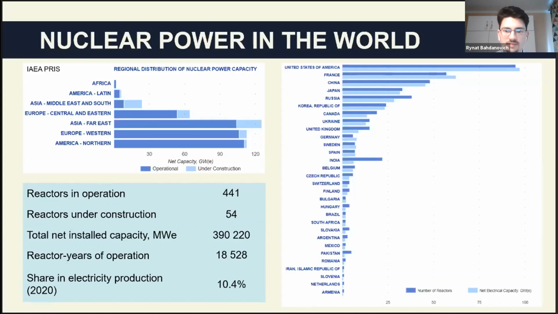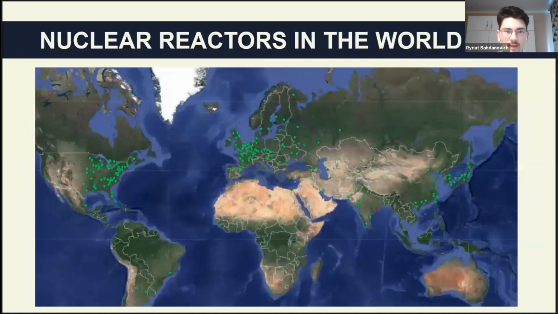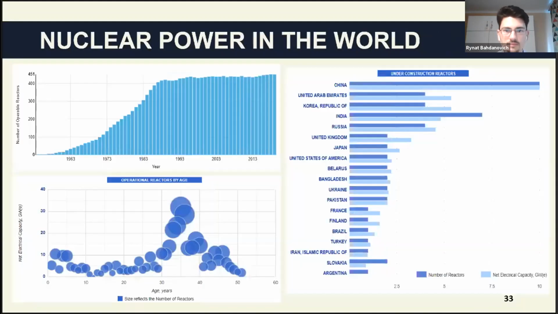Here you can see how many nuclear power plants are operating in every country. Here you can see the location of nuclear power plants around the world. The number of reactors rapidly increased since the 1960s and stopped increasing after the Chernobyl accident. Now you can see that it has a very small but positive trend.